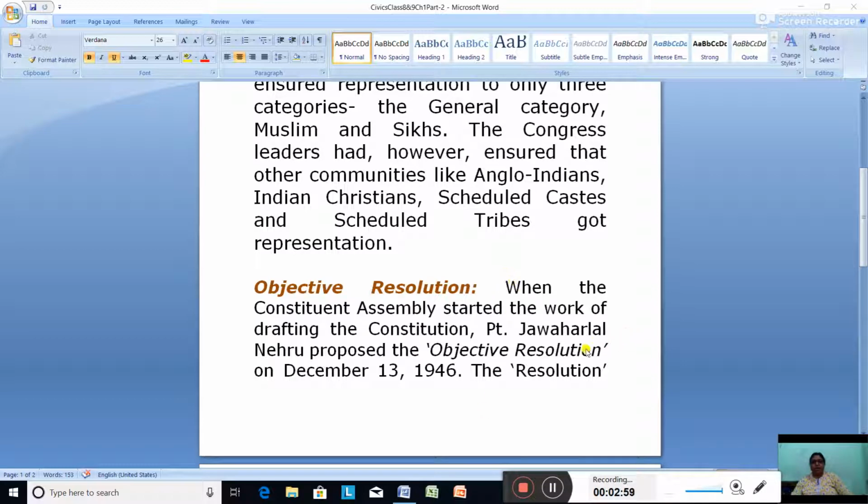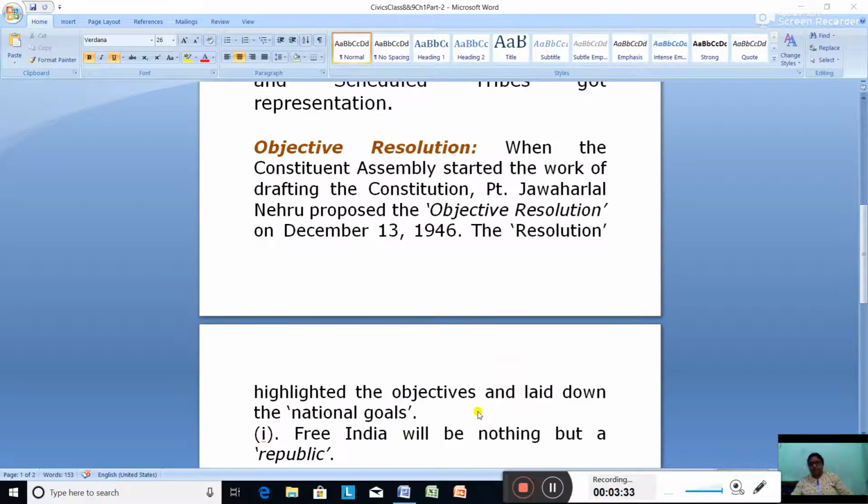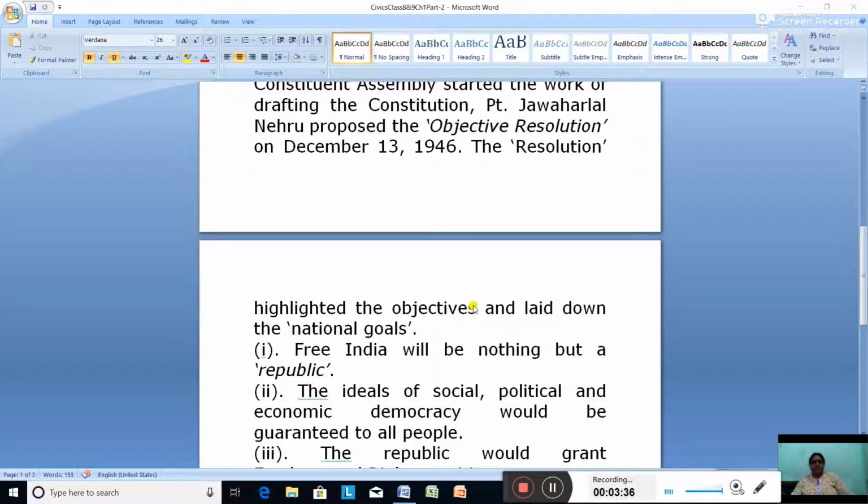When the Constituent Assembly started the work of drafting the Constitution, Pandit Jawaharlal Nehru proposed the objective resolution on December 13, 1946. You have to remember who proposed the objective resolution: it was Pandit Jawaharlal Nehru, on December 13, 1946. The resolution highlighted the objectives and laid down the national goals.